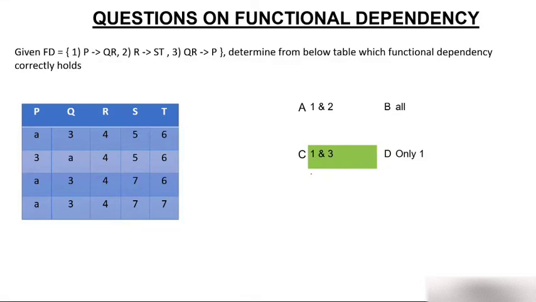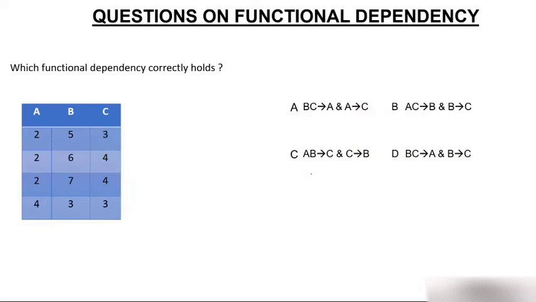Now we start with another question. This is a different question for you. Which functional dependency correctly holds? Now you have the functional dependencies in the options itself, and you have to determine which functional dependency correctly holds. Let me tell you one thing very clearly. If X to Y is a functional dependency, then if all the X are different, there is no need to check. 100% the functional dependency will hold.